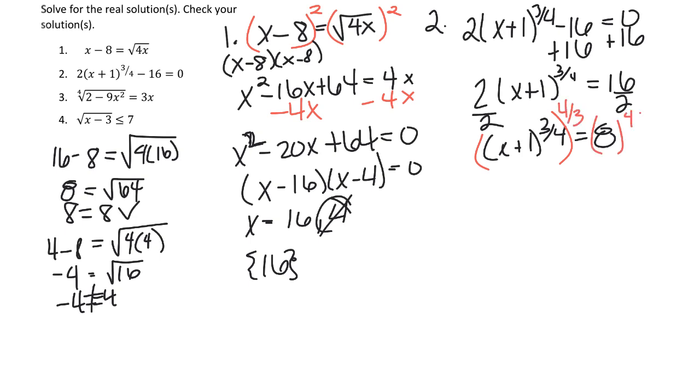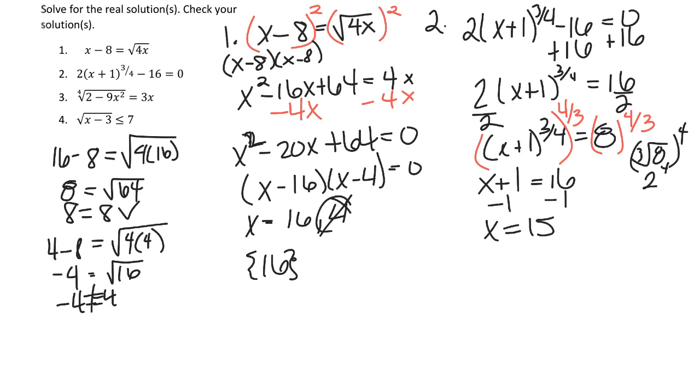So 8 to the 4/3 power. So I get x plus 1 equals, this is the cube root of 8 to the 4th. The cube root of 8 is 2. 2 to the 4th is 16. Subtract 1, and x equals 15. And we can plug that back in and see if it works.